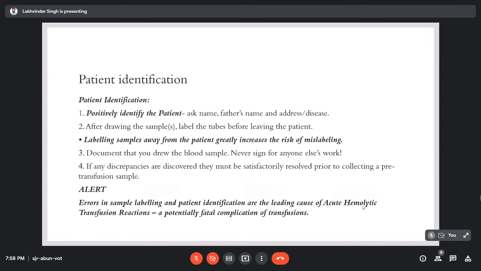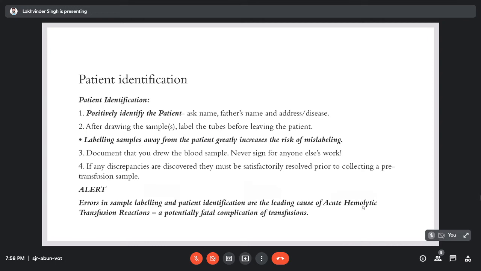So it's very important in the case of blood transfusion that we identify the patient positively. So we have to positively identify the patient. You have to ask the name. Don't ask like this: your name is Ram? You have to ask, what is your name? Because if you ask, your name is Ram, then he may say yes without it being clear to you.